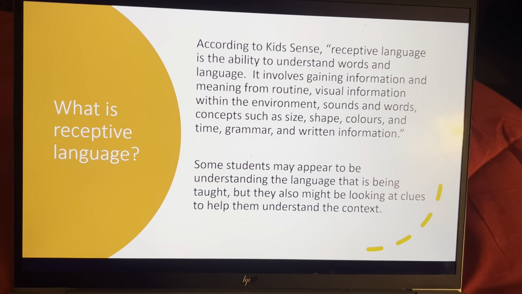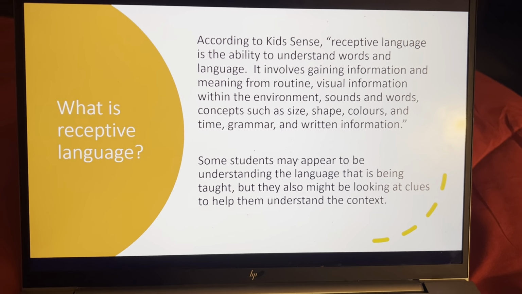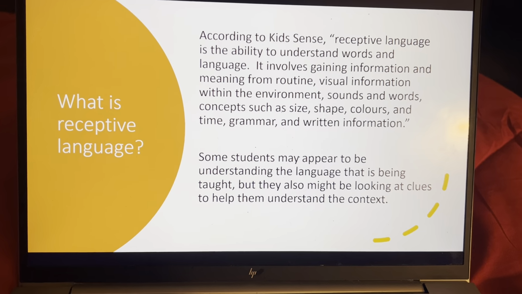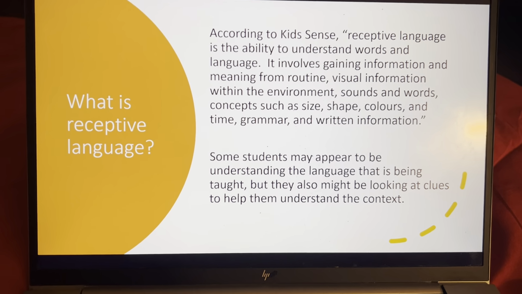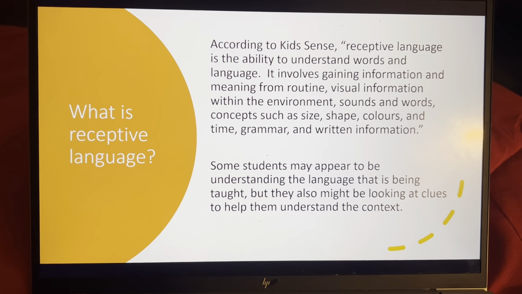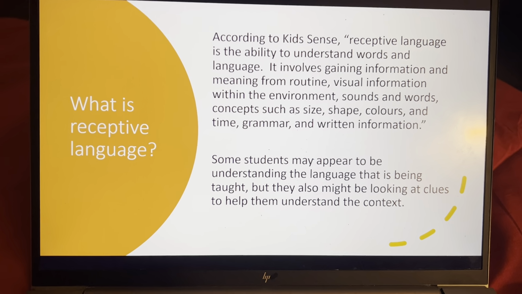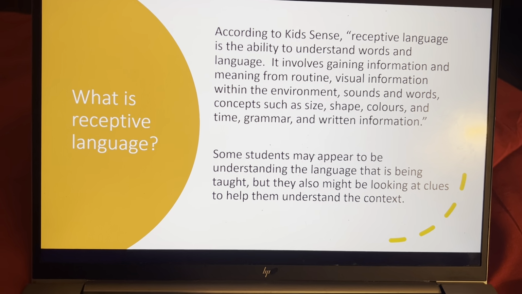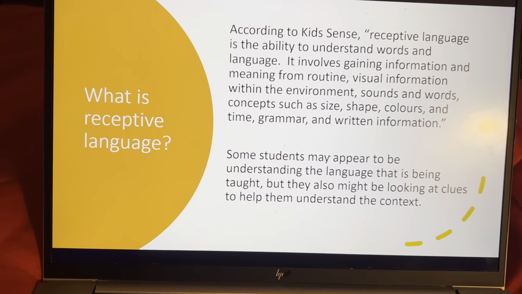What is receptive language? According to KidSense, receptive language is the ability to understand words and language. It involves gaining information and meaning from routine, visual information within the environment, sounds and words, concepts such as size, shape, colors, time, grammar, and written information. Some students may appear to be understanding the language that is being taught, but they also might be looking at clues to help them understand the context.